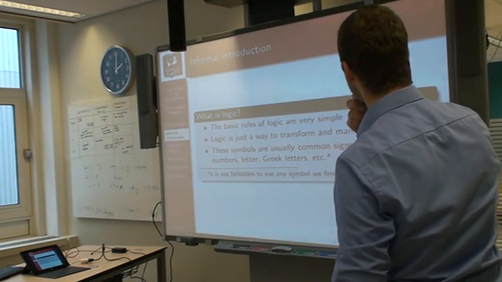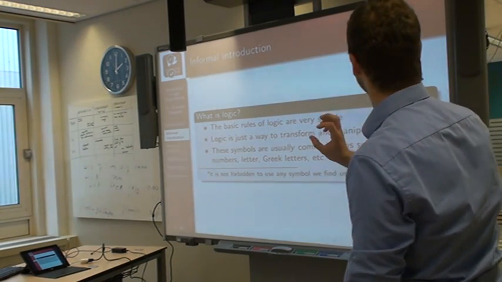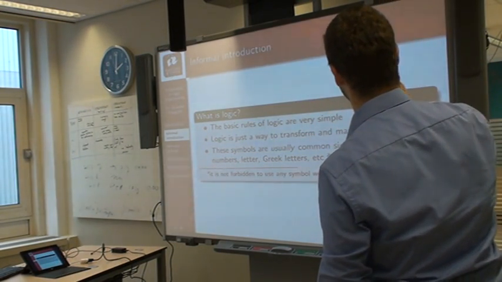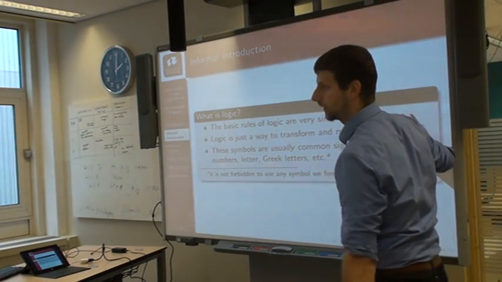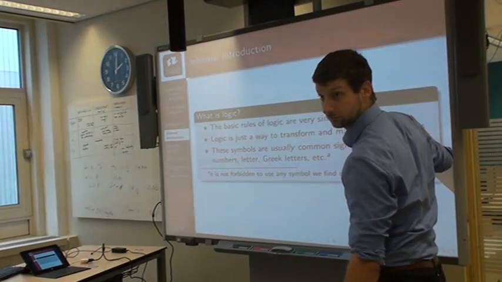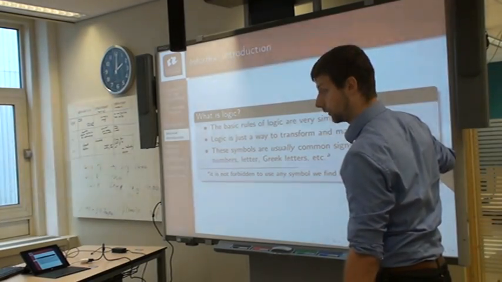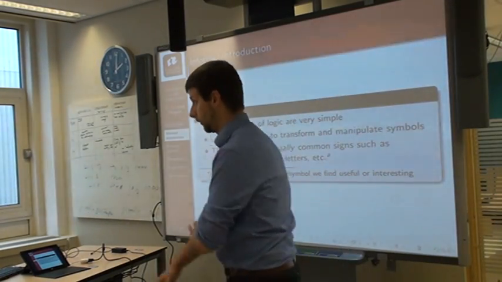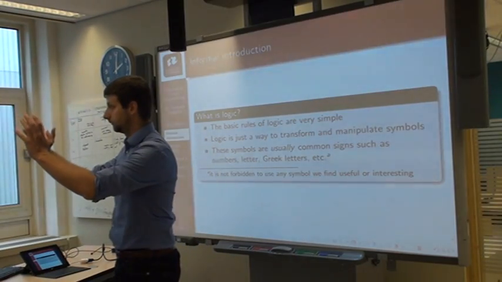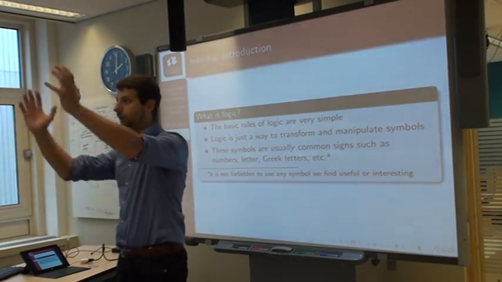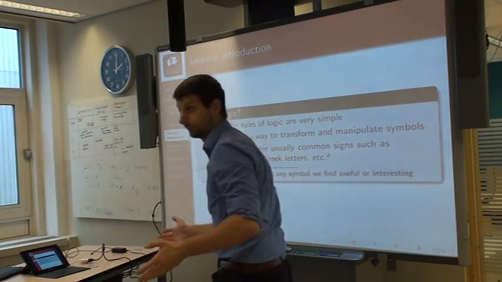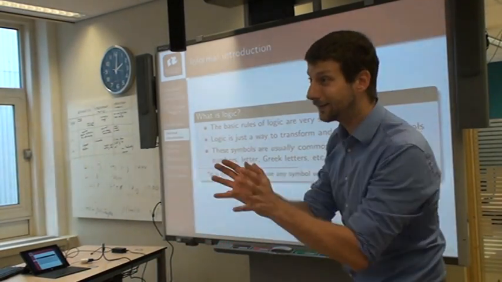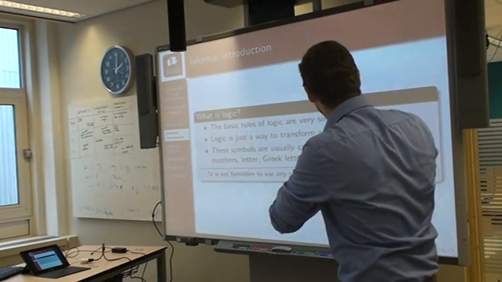So now, the basic rules of logic are actually very, very simple. Logic is just a way to transform and manipulate sentences made up of symbols. Seriously. What you do is you have a bunch of symbols, and you have a logical rule that tells you, you have these symbols, oh good, now you have these other symbols, and then you go on. This is in a nutshell what it is.